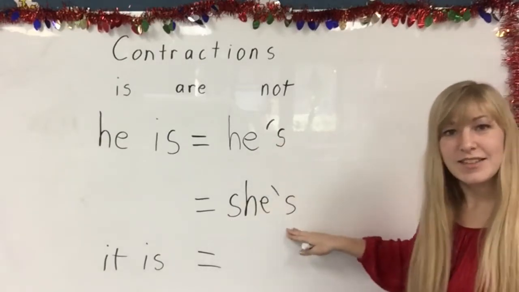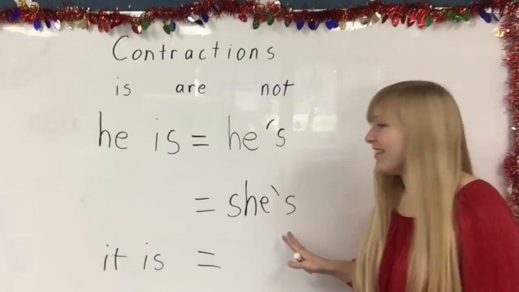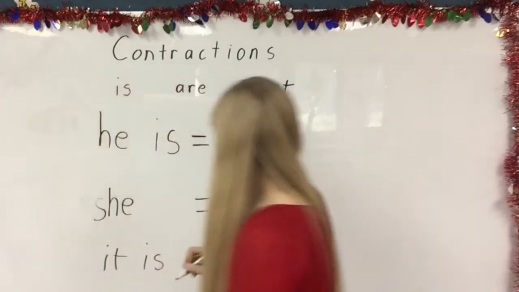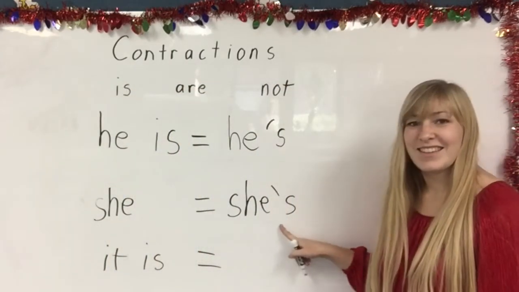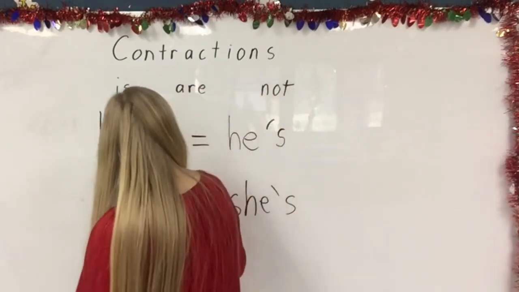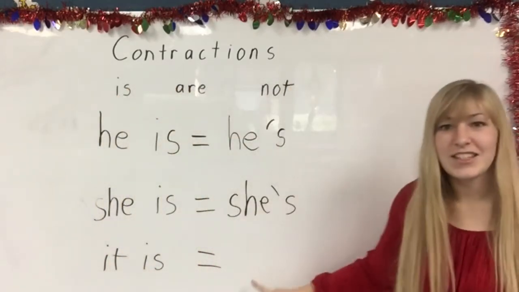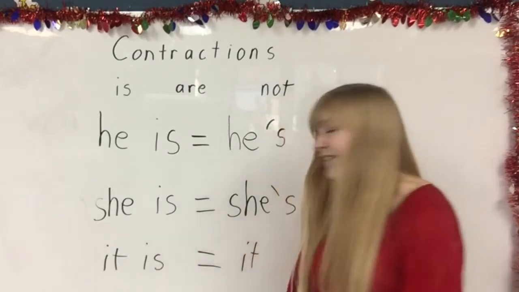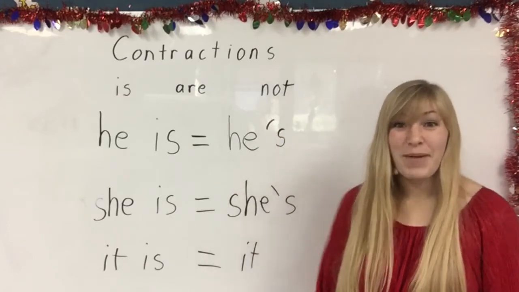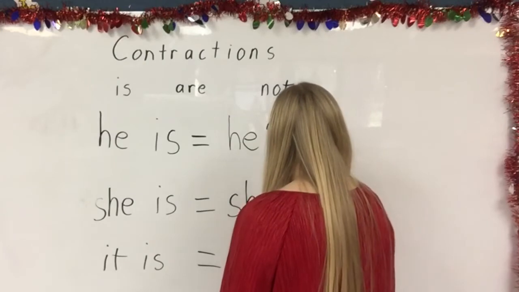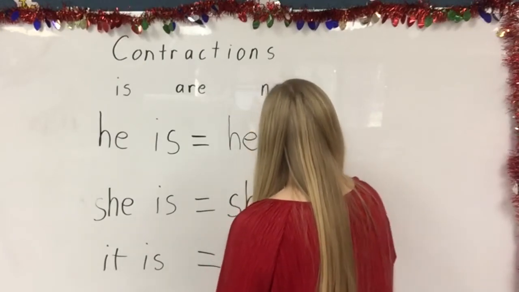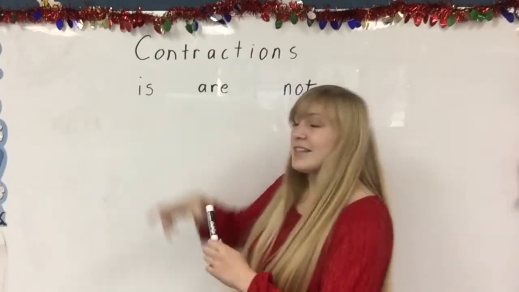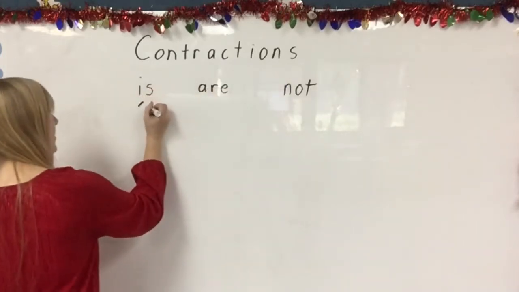How about she's? What two words are in she's? Copy the first part, she. What's our second word? Apostrophe S. Is, right. She is. How about it is? Let's turn that into a contraction. Copy the first word, it. Then what? Right, apostrophe S. So when we're using contractions, is becomes apostrophe S.